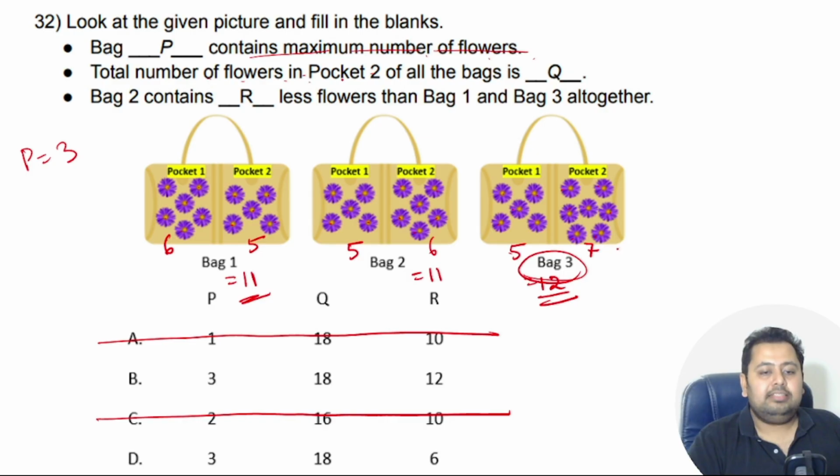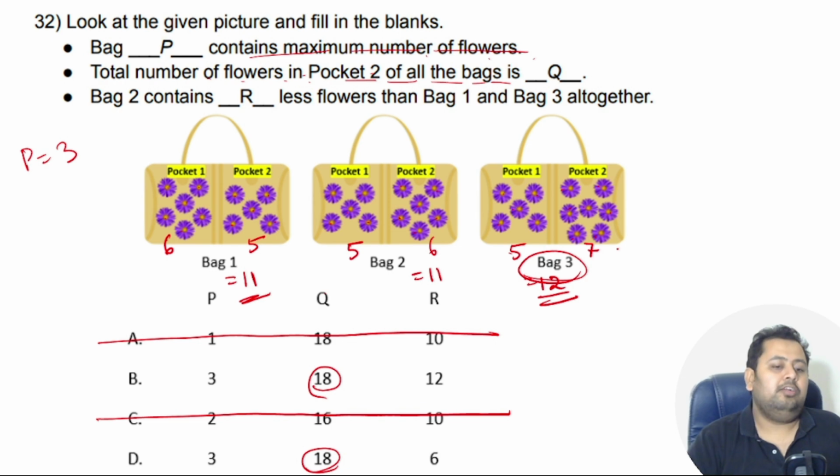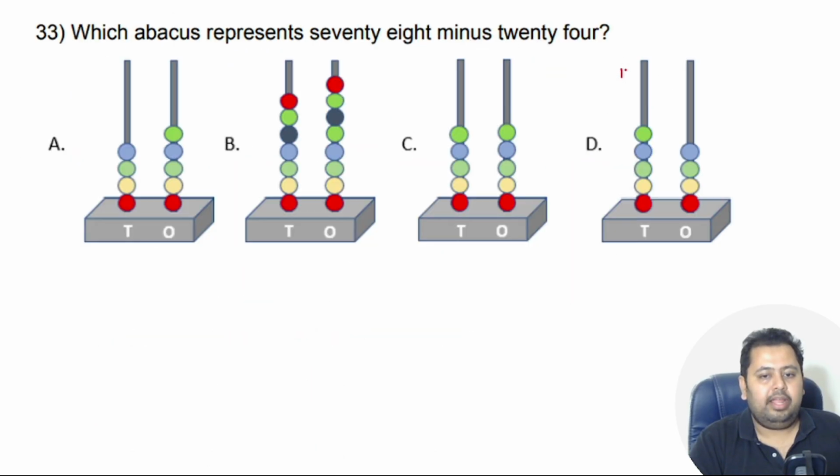The total number of flowers in pocket 2 of all the bags is, right? So you can see Q is given as 18 in both, so it has to be 18, but let's just count it out, right? So in bag number 1 there are 5 flowers in pocket number 2, right?